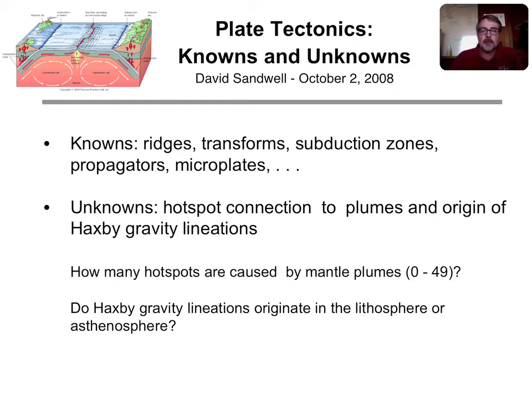I'll talk today about two of those unknowns. One is hotspots, meaning linear volcanic chains where you have active volcanoes at one end, and whether or not they're caused by mantle plumes. I saw in one of the lectures Paul did, he talked about mantleplumes.org, and there are a number of scientists who no longer believe that mantle plumes are creating hotspots. Linear volcanic chains or hotspots might be created by some other processes. So I'll address one question: how many hotspots are caused by mantle plumes? At one end of the spectrum, we have Jillian Folger and Don Anderson, who say zero. And at the other end of the spectrum, I don't know, but maybe 49 or so hotspot mantle plume connections.